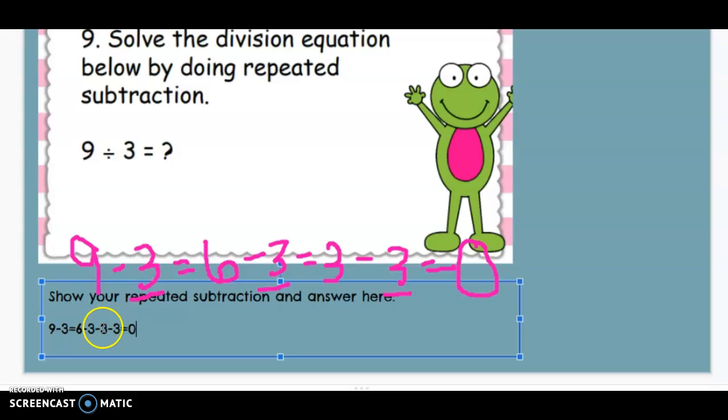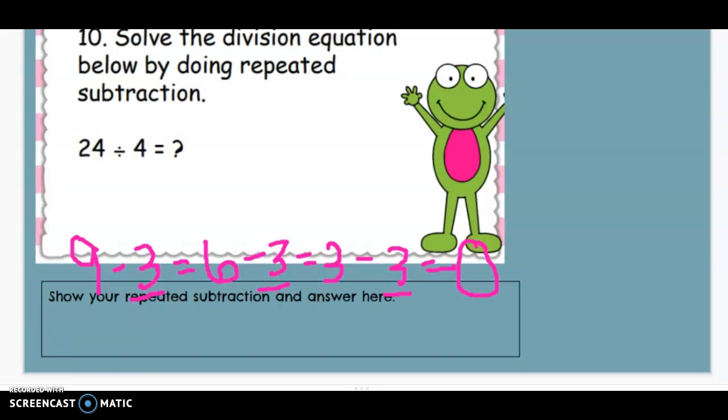Don't count this one right here. Don't count this one, because this was what was left over. So minus 3, minus 3, minus 3, okay? So that's what you're going to do, and then you're going to practice doing that again here.